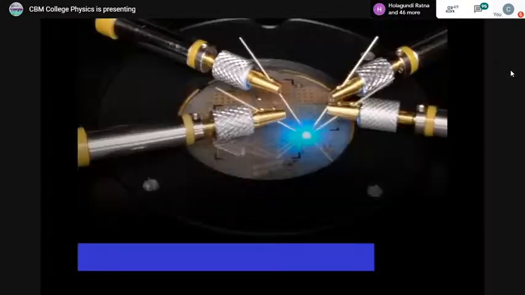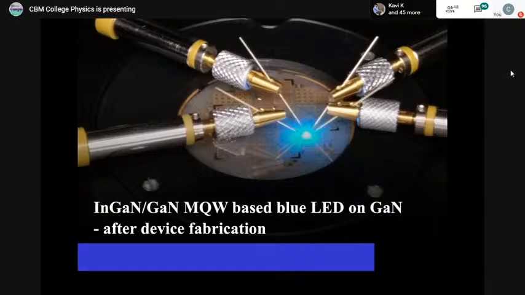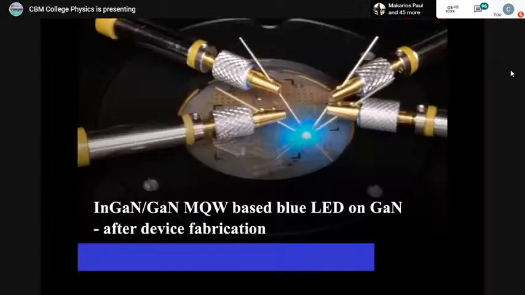So this is one of the photographs of a processed LED. So you can see that there is a huge intensity of light, blue light, coming from one of the processed LEDs where we have probes. We are electrically injecting current into this area, and we are activating only one device, which is a small square in that area. These are fabricated blue LED structures after device fabrication. So that's how we do a blue LED epitaxially on sapphire substrates and then fabricate.